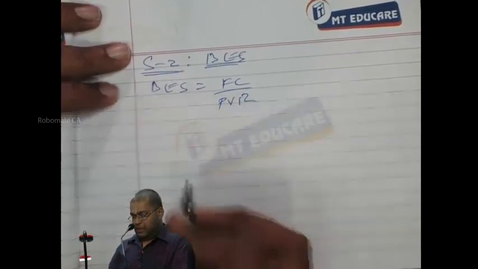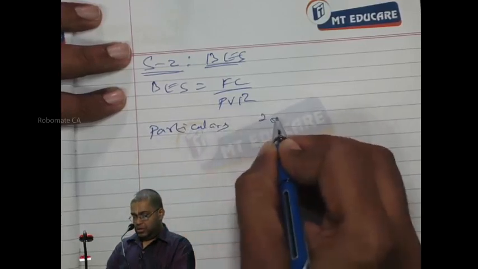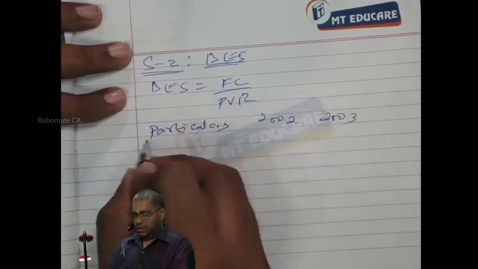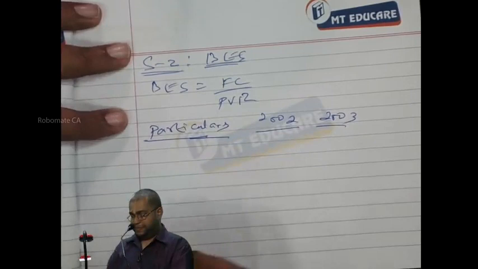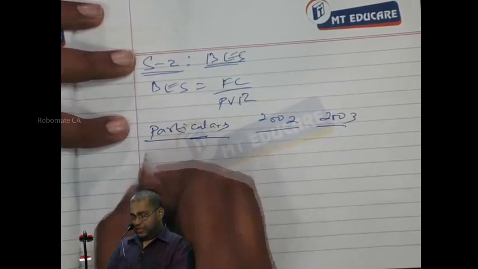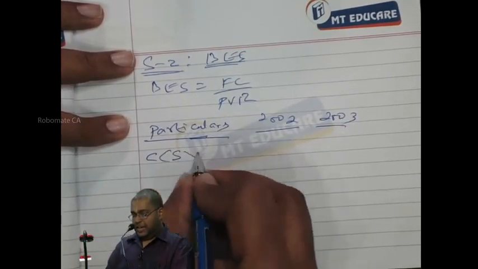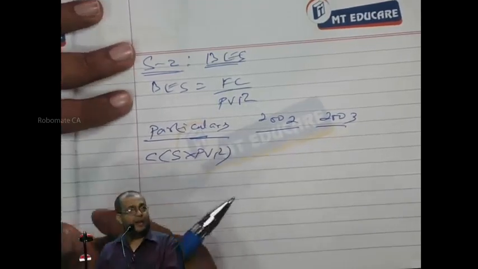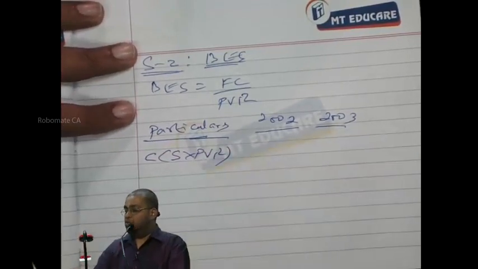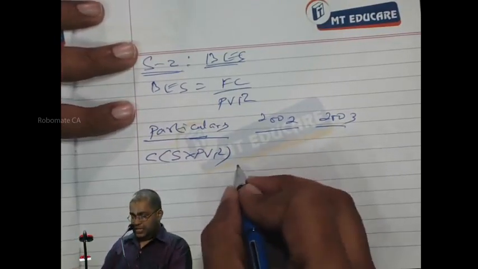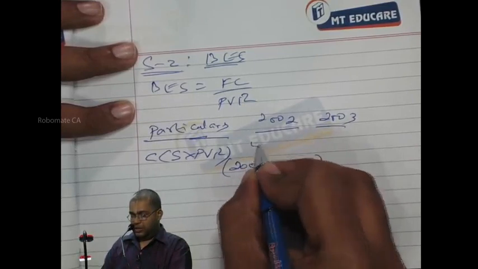Let's have the following particulars for 2002 and 2003. Can I proceed? First, contribution. The formula for contribution is sales into PV ratio. In 2002 the sales is 20,000, so 20,000 into 20%. What is the contribution? 4,000.